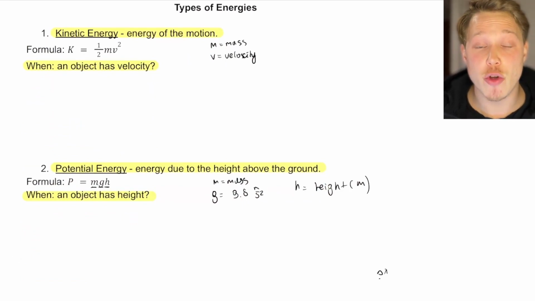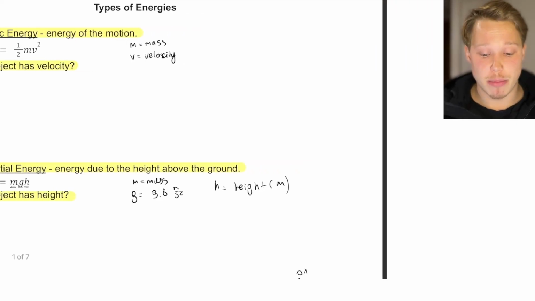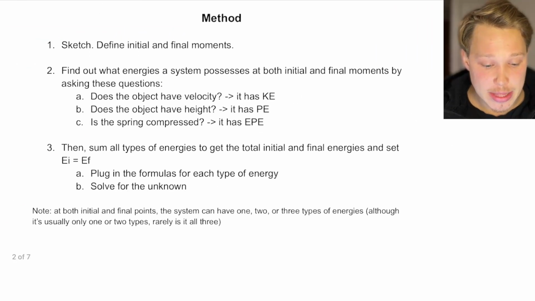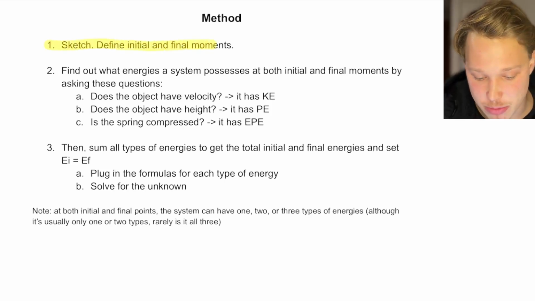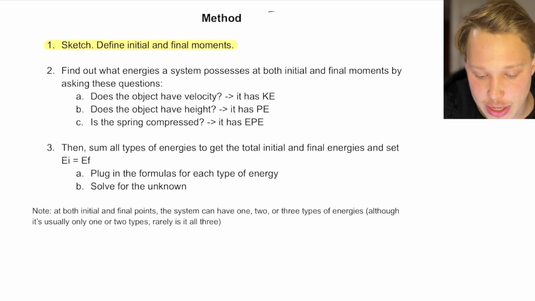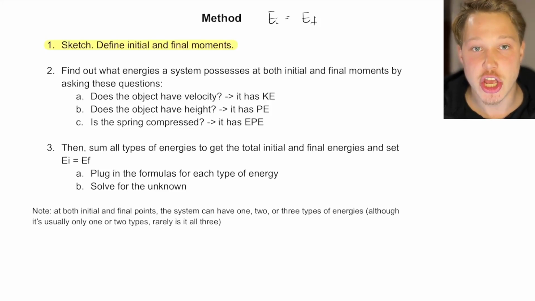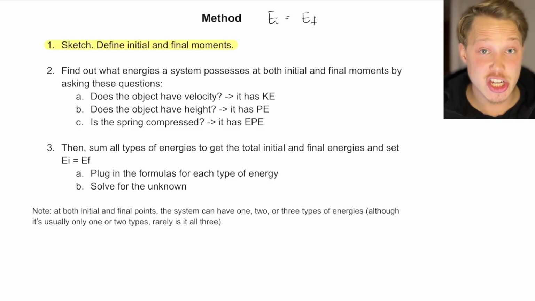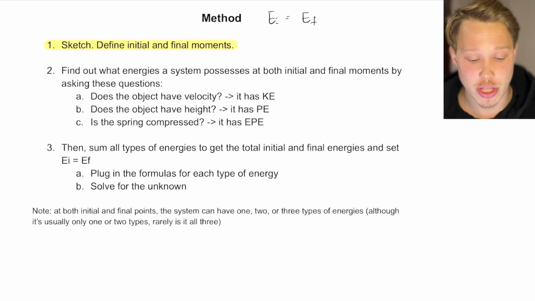So let's see how we're going to approach these energy conservation problems. This is our step-by-step instruction. First, you always want to sketch the problem. This applies really to any physics problem. Since we're using energy conservation, so initial energy is equal to final energy, you need to define what your initial moment is and what your final moment is.